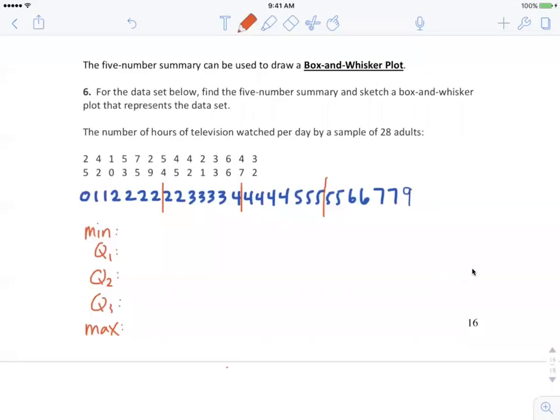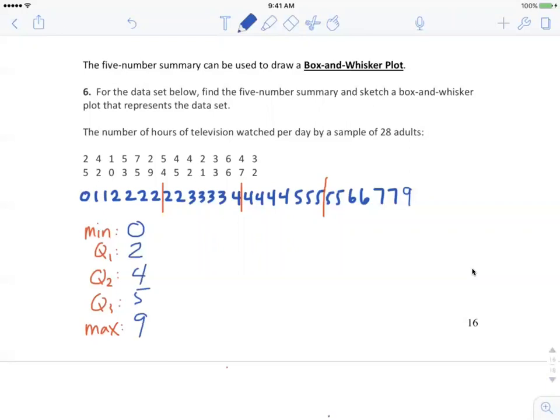Okay, so I put them all in order. There's 28 numbers, and so we can find the middle and then break the first half up into a half and the second half up into a half, and then we've got it, right? So if I want to write these down now, my minimum value is 0. My Q1, that first line, is 2. Right between 2 and 2 is 2. The Q2, which is the median, right between 4 and 4 is 4. The Q3, right between 5 and 5 is 5. And then the max is 9. Okay, so that's the 5-number summary.